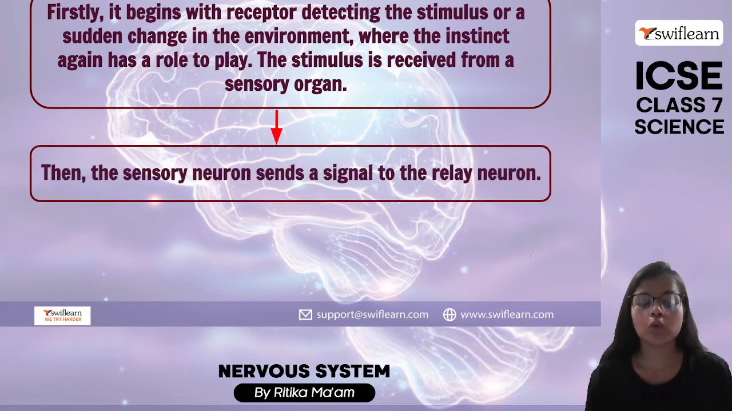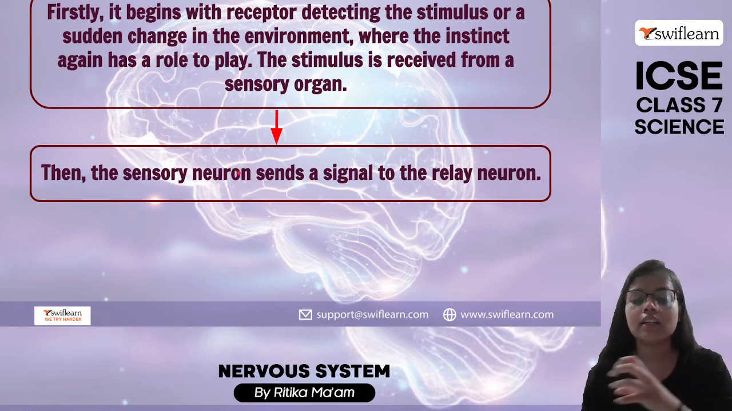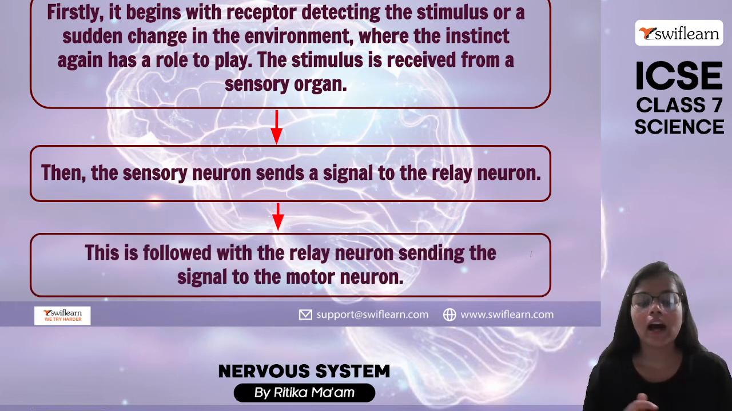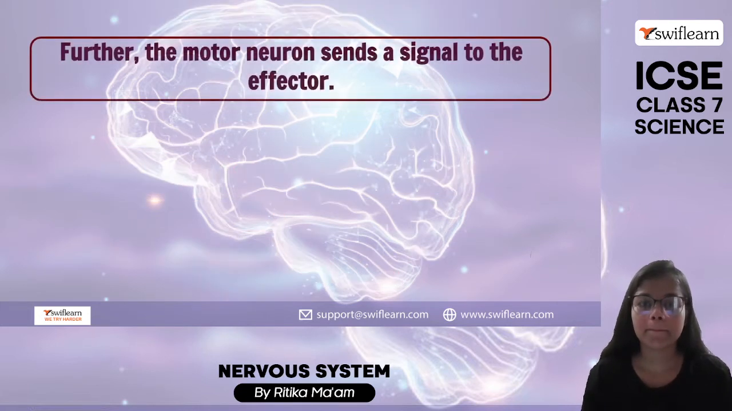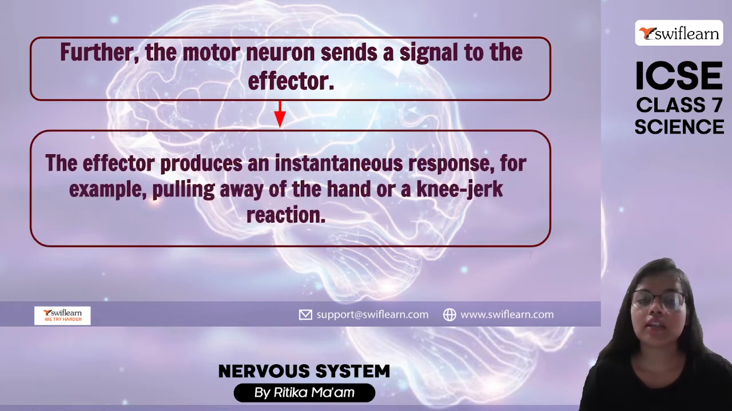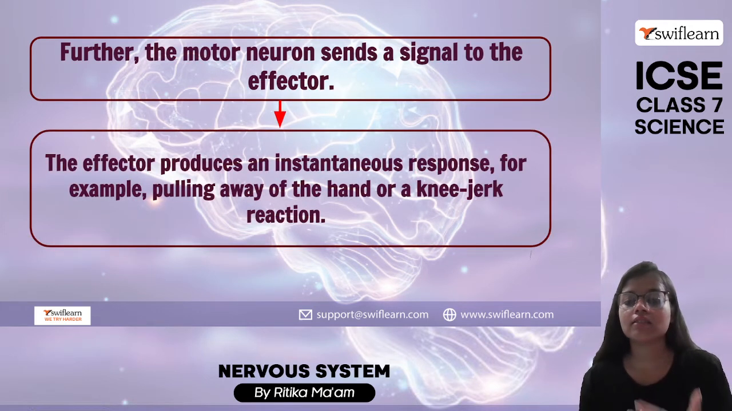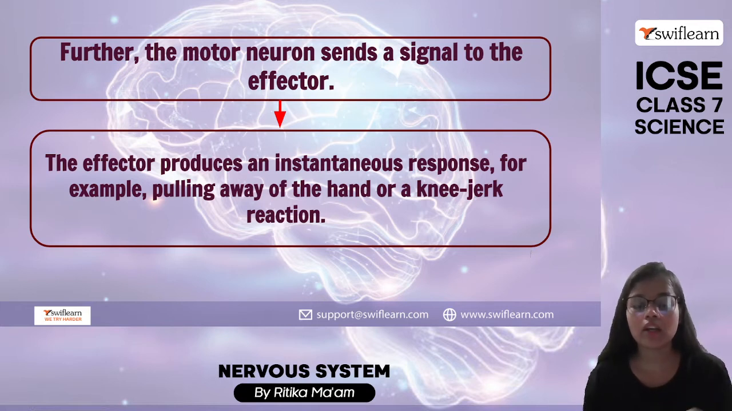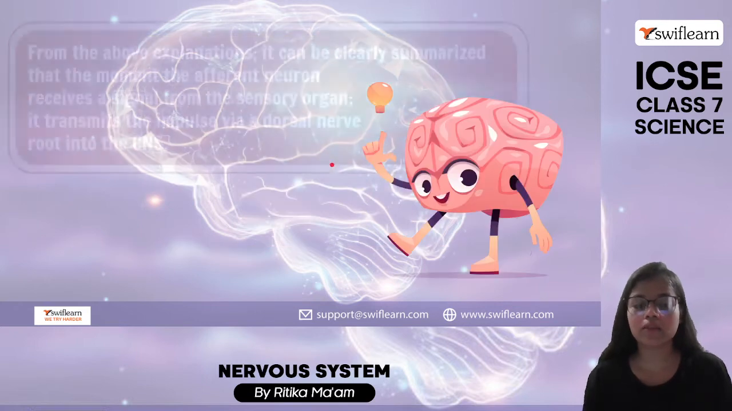organ. So what is happening is the sensory organ, or sensory neuron, is sending a signal to the relay neuron, and after the relay neuron, it sends the signal to the motor neuron. After receiving the signal, this motor neuron further sends the signal to the effector, and the effector produces the response, like pulling away of the hand or a knee jerk action.